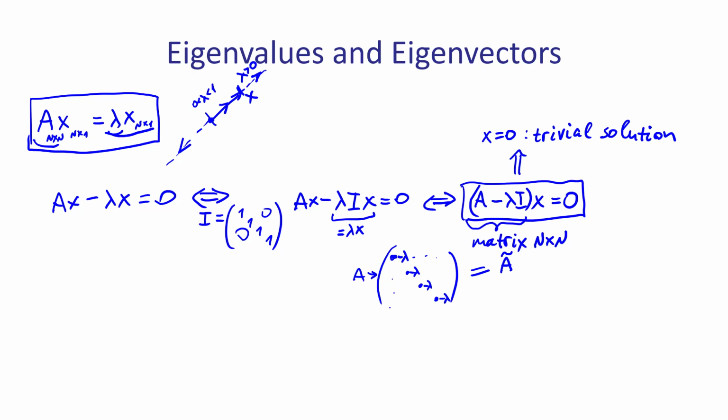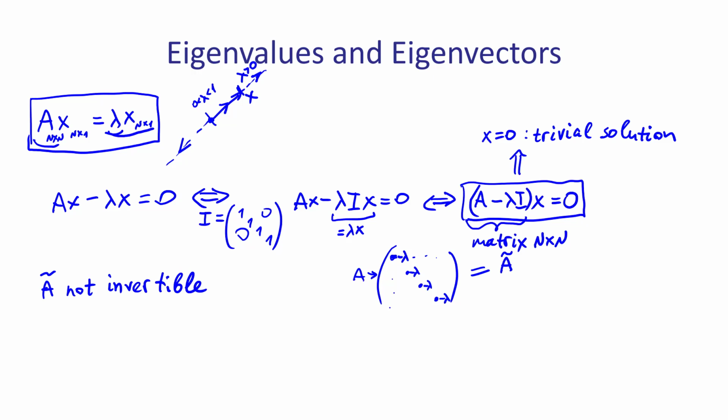You learned already that this will have non-trivial solution only if the matrix A tilde is not invertible, which means A tilde not invertible. If it is invertible, you have only one trivial solution. But if it is not invertible, then you might have multiple solutions to that system of equations.